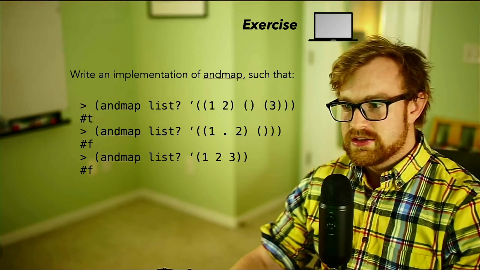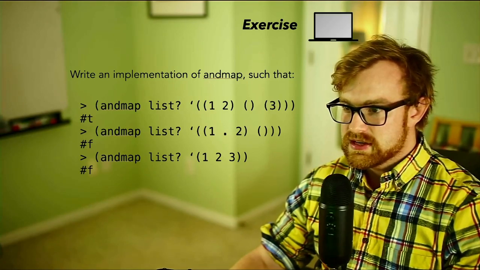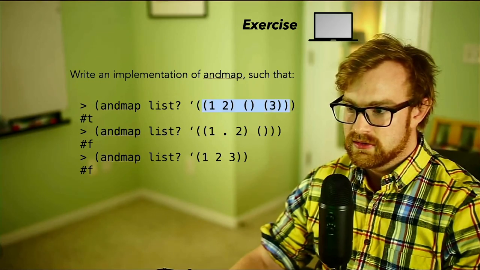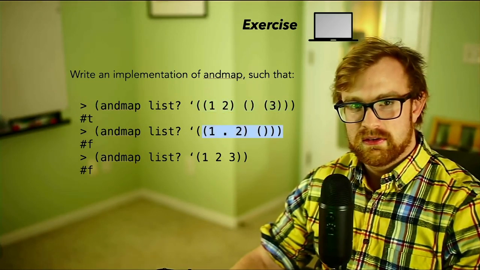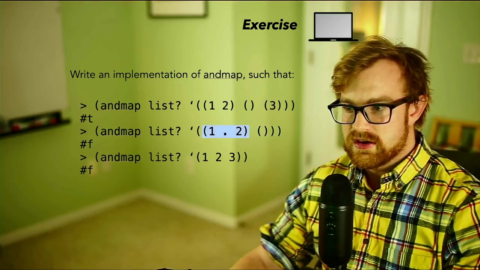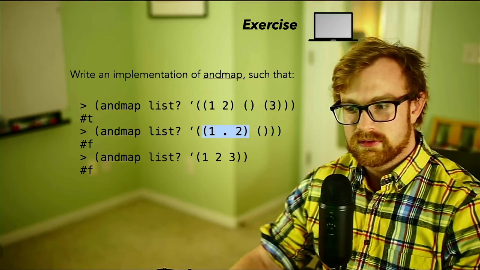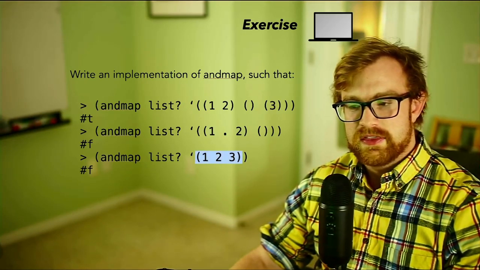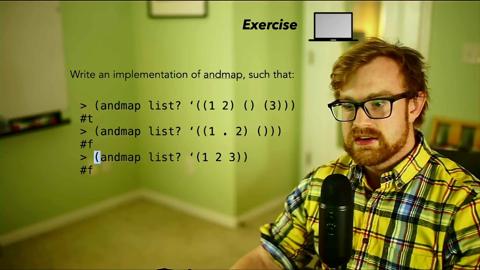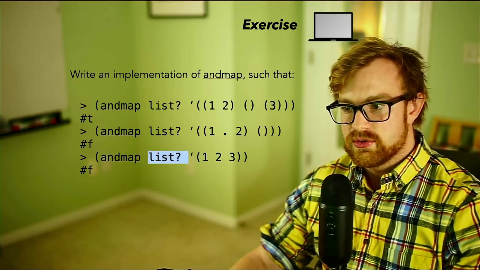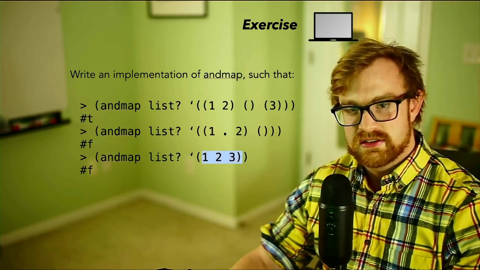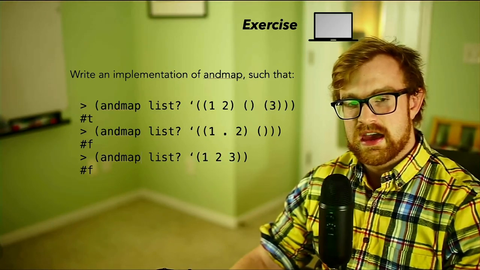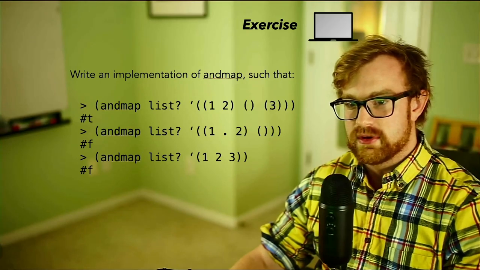going to accept. And so for example, andmap list? will return true on this input, where I've got this list of lists here, but it's going to return false on this input because this right here is just a cons cell. And it's also going to return false on this list right here, because andmap is asking whether list? is true of every single constituent of this list. It's not asking whether this predicate is true of the entire input here. You're doing an andmap, so you're saying, is it true of everything?